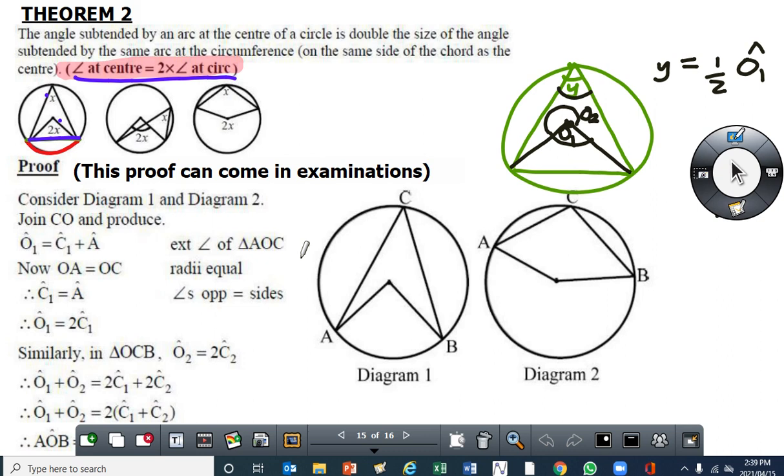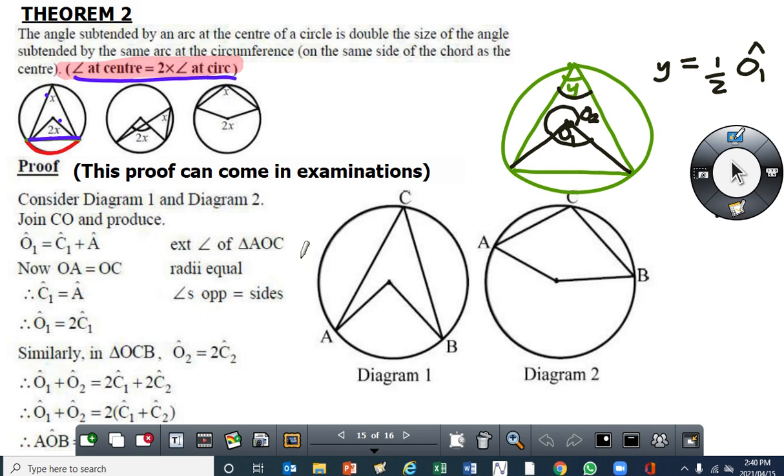If you have an angle at the center and an angle at the circumference, and those two angles are subtended by the same arc or same chord, we can conclude that the angle at the center is 2 times the angle at the circumference.